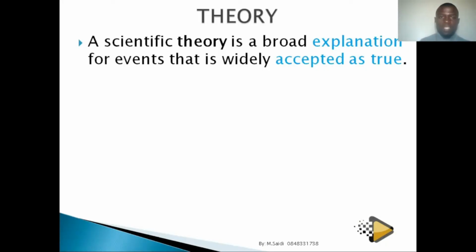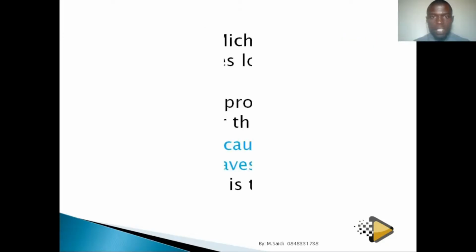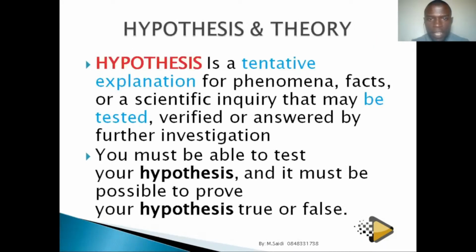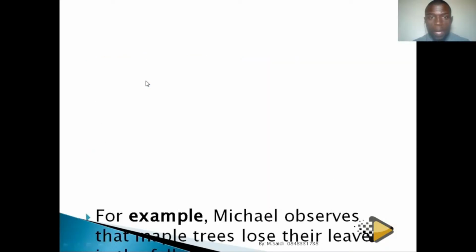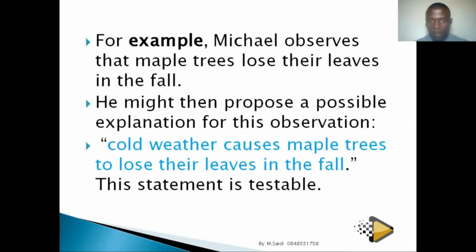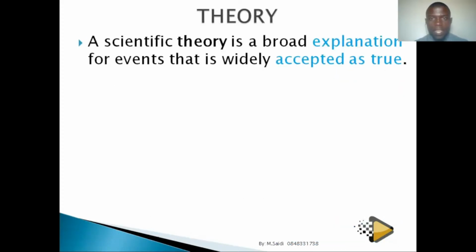Remember, I said that a hypothesis is just a tentative explanation, while a theory is an explanation for an event that is widely accepted. So the one is just tentative. But after proving it right, that it is true and correct, then it becomes what you call a theory, an explanation which is accepted. So this must be accepted widely.